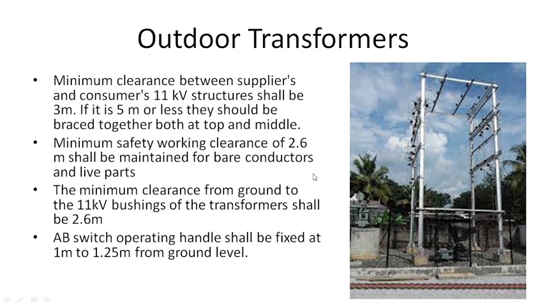Then regarding outdoor transformers, what are the requirements related to the installation of transformers? There should be a minimum clearance between the consumer's and the supplier's 11 kV structure. That is, normally, if this is your transformer, let me consider this my client side transformer, and this is the structure at which the KSEB line will be coming in. There will be some switching devices at the top, and the right side limb is the KSEB structure, and the left side limb of this picture is the owner structure from which you are connecting it to the transformer. Just a minute.